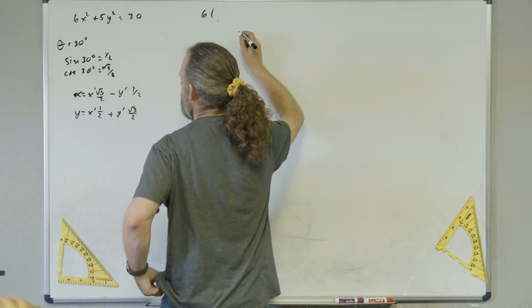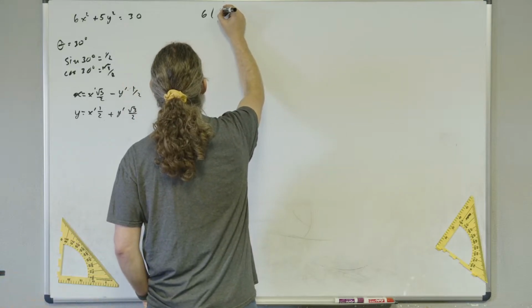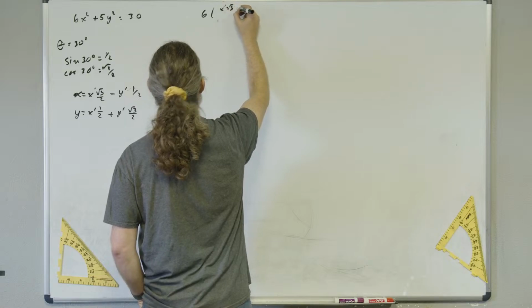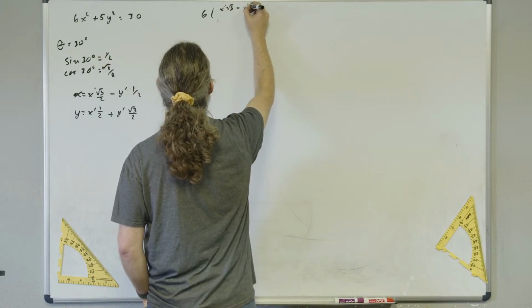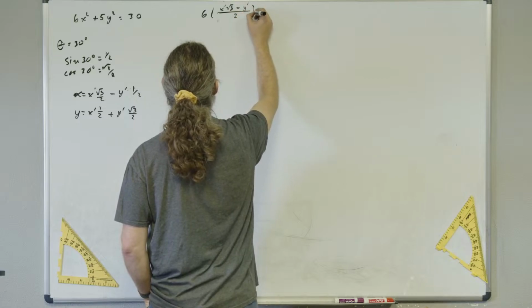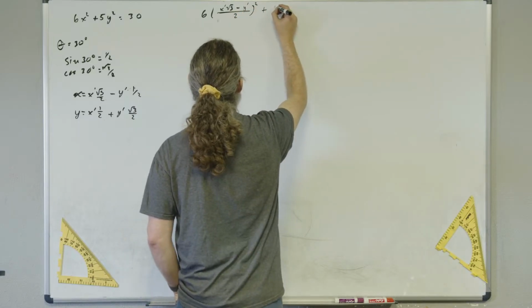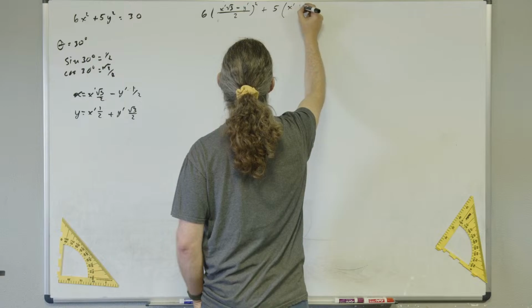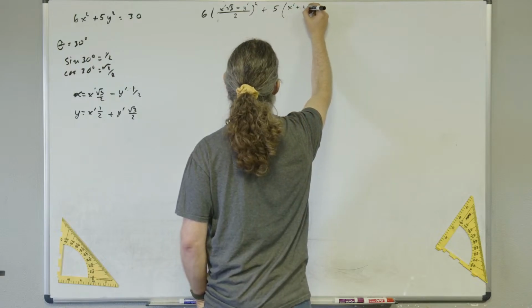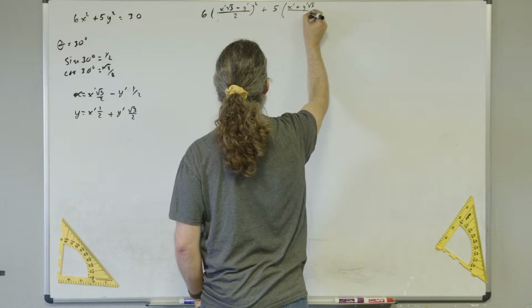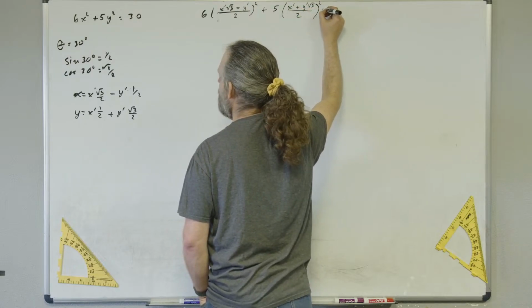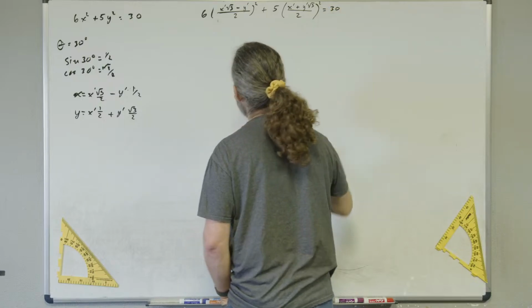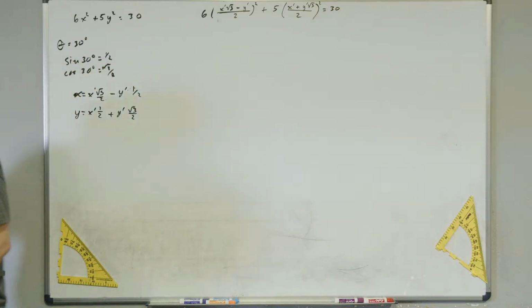So this one is x prime square root of 3 minus y prime, all over 2, quantity squared, plus 5 times x prime plus y prime square root of 3, all over 2, quantity squared, equals 30. Then we start squaring stuff.